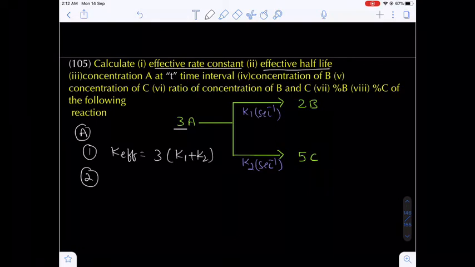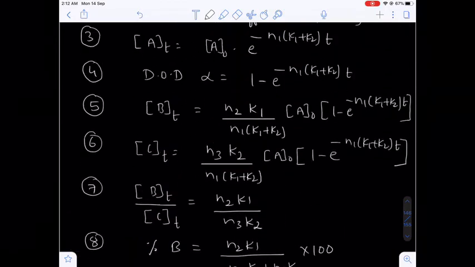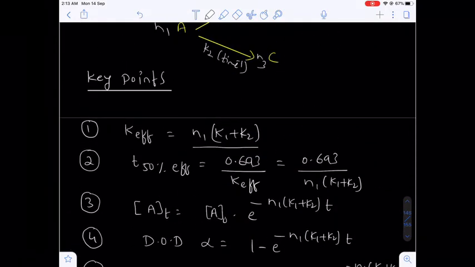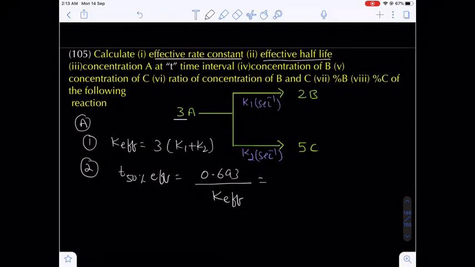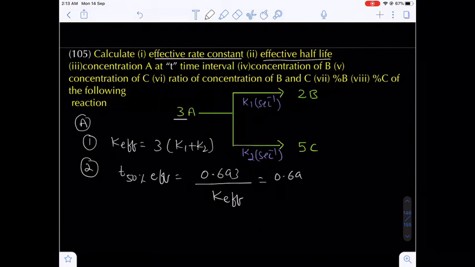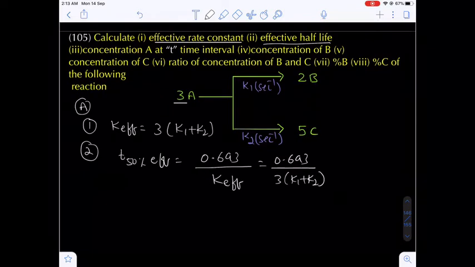Number 2, effective half-life, that means T50% effective is equal to 0.693 by K effective. Yes or no? What is the K effective here? K effective is equal to N1 times (K1 plus K2), where N1 is the stoichiometry of the reactant A. Okay, so from here, 0.693 divided by 3 times (K1 plus K2). Are you getting my point? Once we know the K1, K2 values, we can find everything.